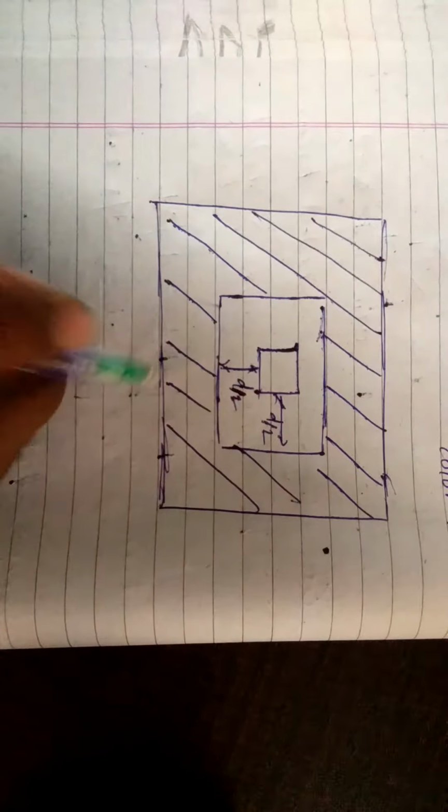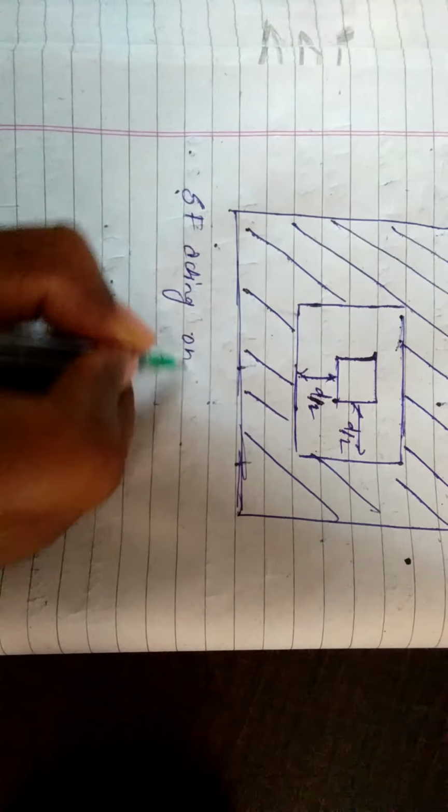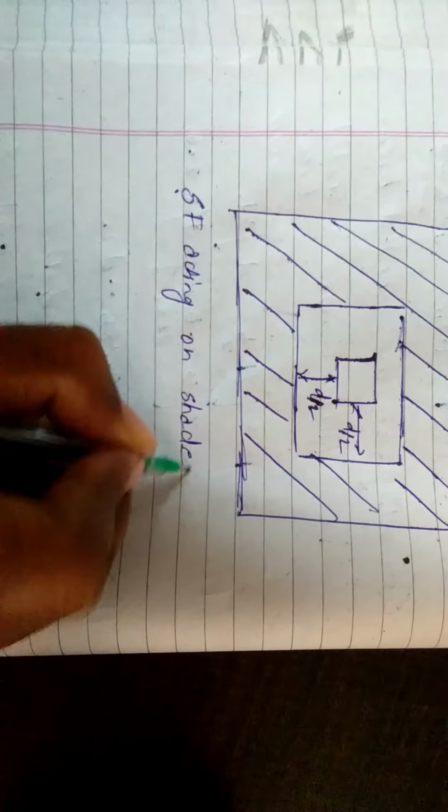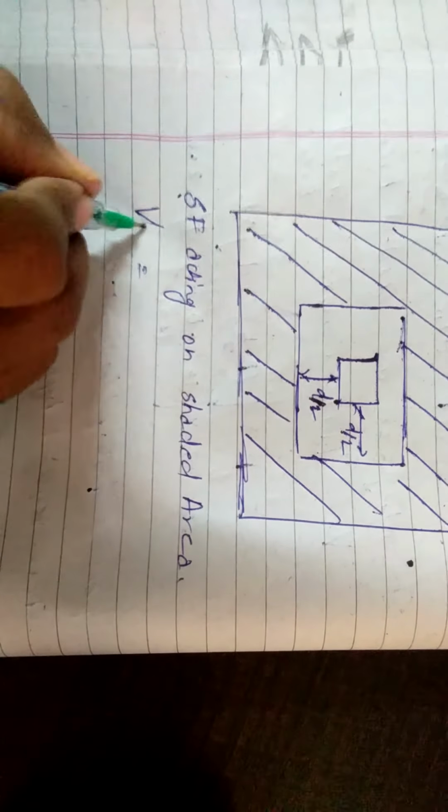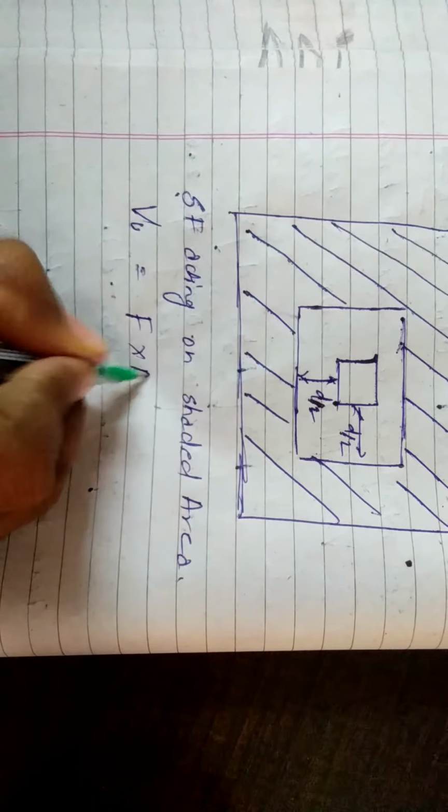Now here is how the calculations go. Firstly, the shear force acting on the shaded area. So Vu is equal to force into area. The force is the upward soil pressure 282, and the area is L into B. But for the shaded area, it means the total area minus this distance, this area.